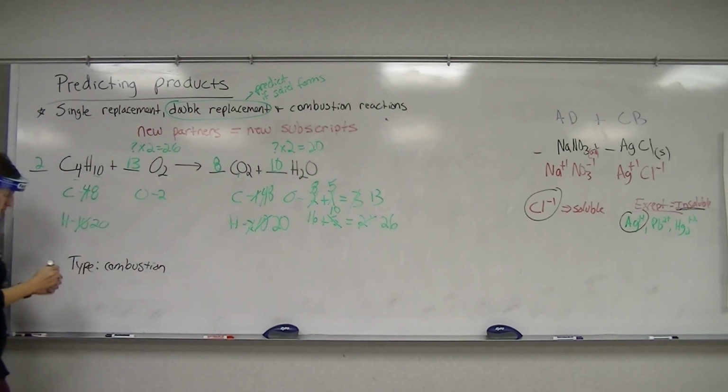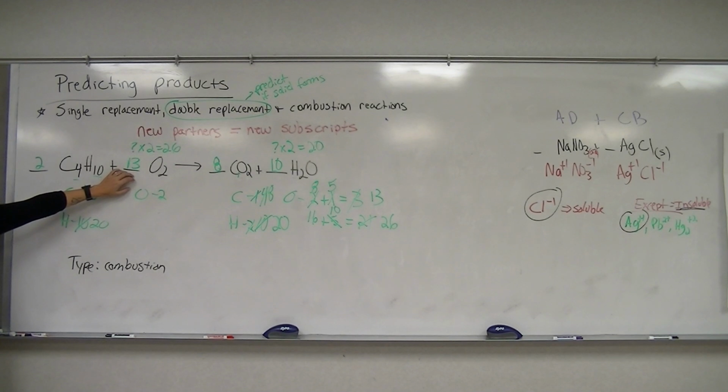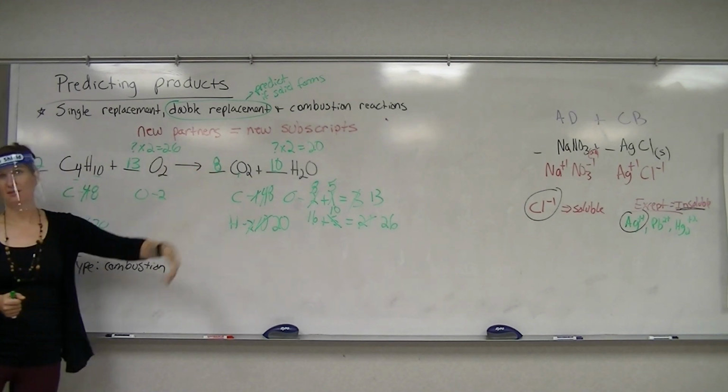13, right. And it should be an odd number, because if it was an even number, that means we could reduce it down. So whenever you're balancing, you should always have an odd number. You shouldn't be able to reduce it down any further. So this is now balanced, 2, 13, 8, 10.